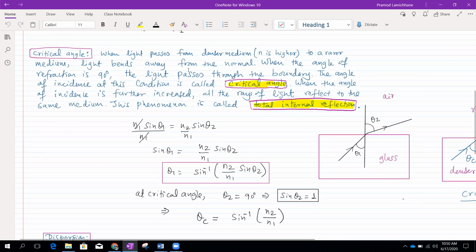So light bends away from the normal. When the angle of refraction is 90, the light passes along the boundary. And the angle of incidence in this condition is called the critical angle. And when the angle of incidence is increased further than the critical angle, all the rays of light reflect into the same medium. This phenomenon is called total internal reflection.